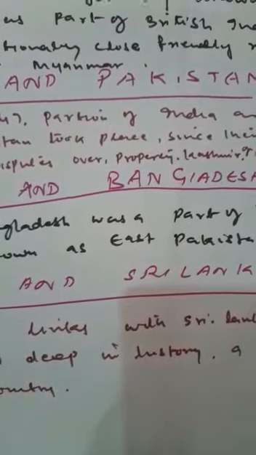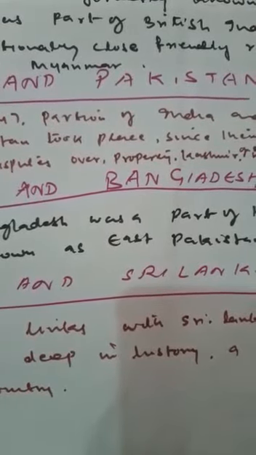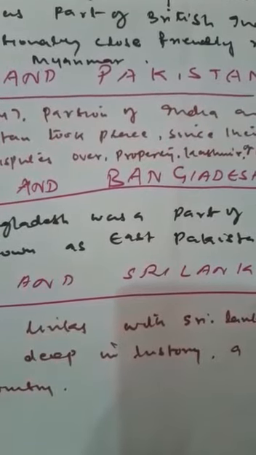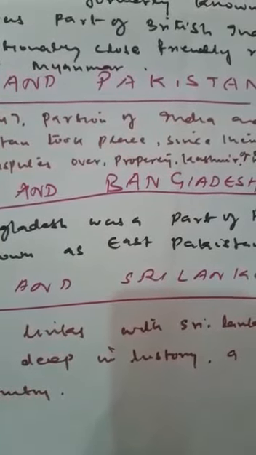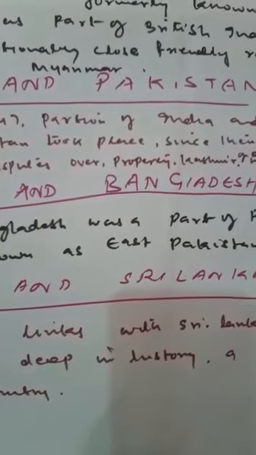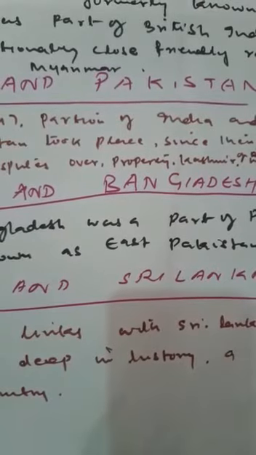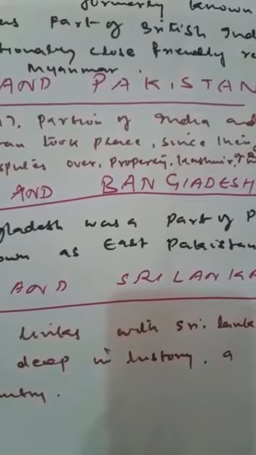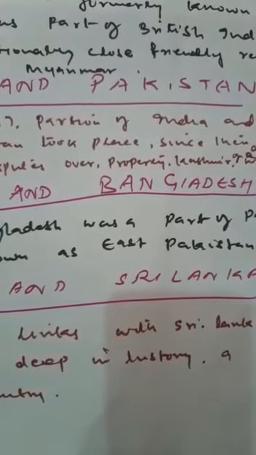So, dear students, that was the relation between the neighboring countries. Asian countries have formed regional groups to promote economic cooperation. One such group is called the South Asian Association for Regional Cooperation, SAARC. The first summit of SAARC was held in 1985 at Dhaka, Bangladesh. SAARC comprises India, Pakistan, Nepal, Bhutan, Bangladesh, Sri Lanka, Maldives, and Afghanistan.